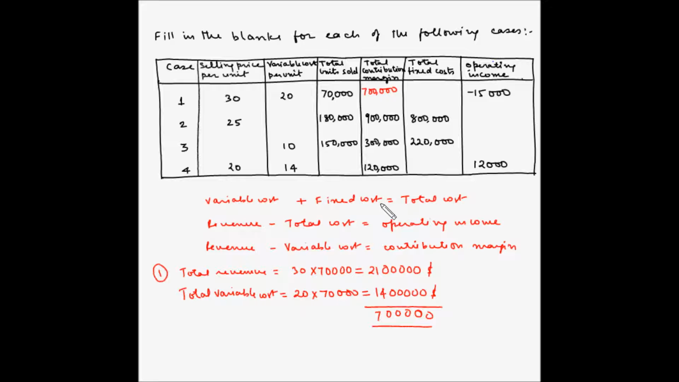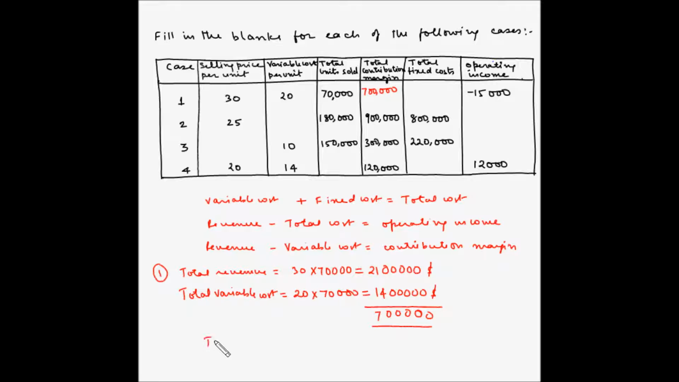Now the total fixed cost will be equal to the total cost minus the variable cost. However, in this equation we have two unknowns. We don't know the total cost and we don't know the fixed cost. So let's see if we can find out the total cost using the second equation, which says revenue minus total cost is equal to operating income. So we have the operating income and we know the total revenue, which is this. So we can find out the total cost.